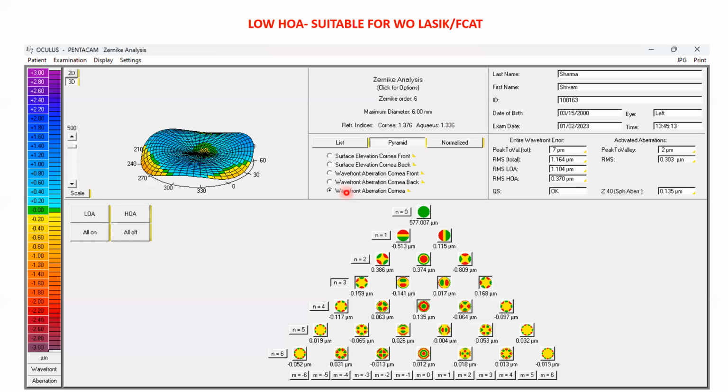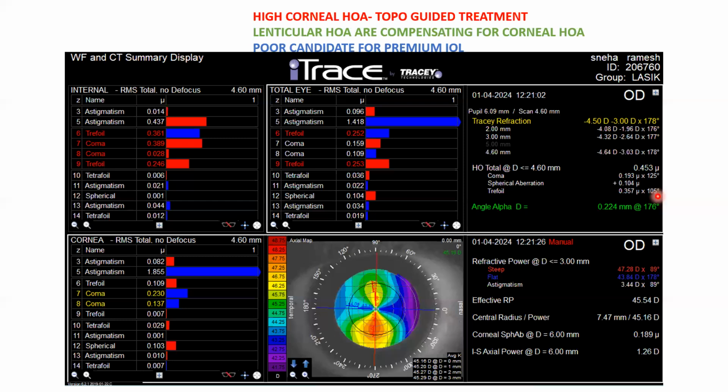The Pentacam of that same patient, the Zernike triangle, and the Zernike RMS was also less. The spherical aberrations are also low. So the patient is suitable for wavefront optimized LASIK. This is an interesting case.